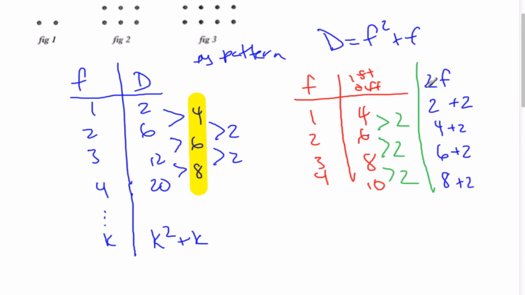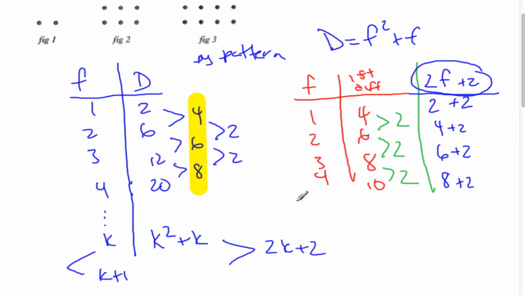Okay, so we've got 2f add 2. This is what we add each time in this column here, each time we add 2f plus 2. That's how many dots we add. So that means if we're on the kth term, to go to the k plus 1 term, we are going to add 2k plus 2.